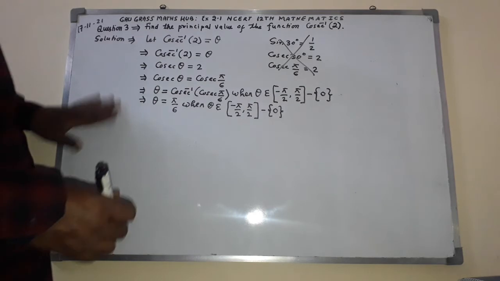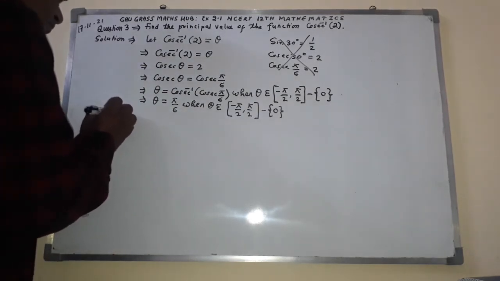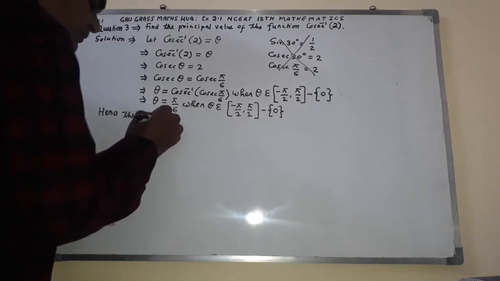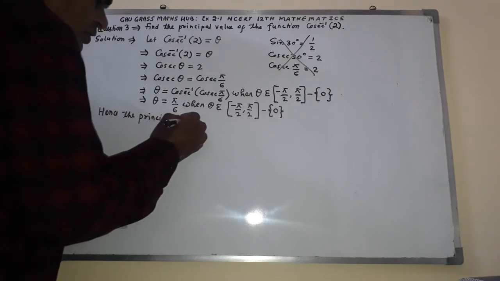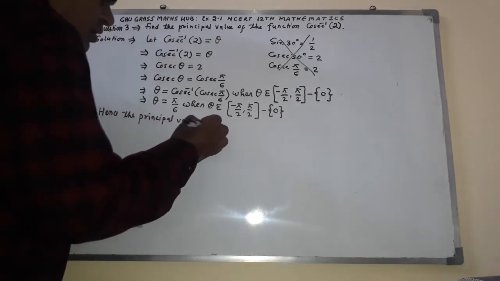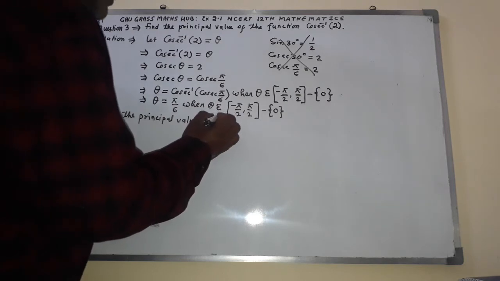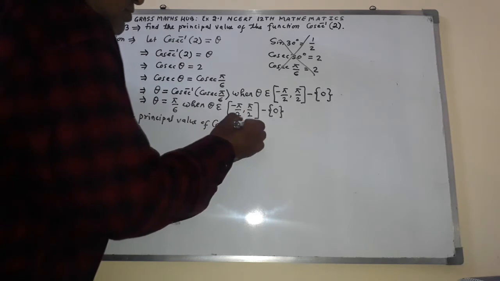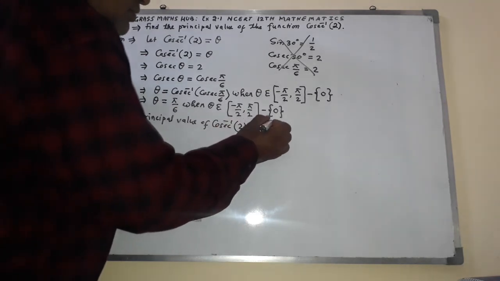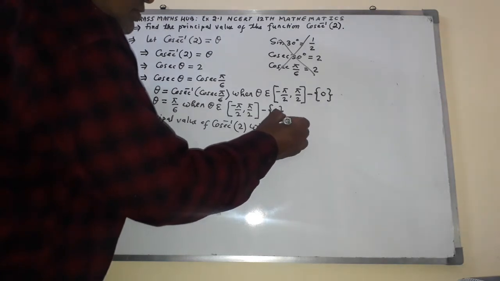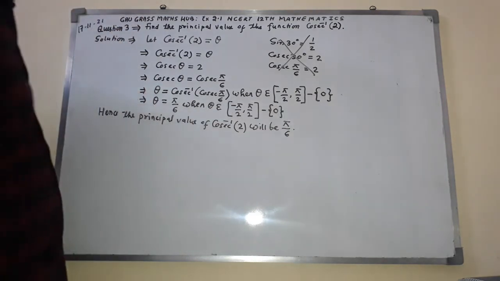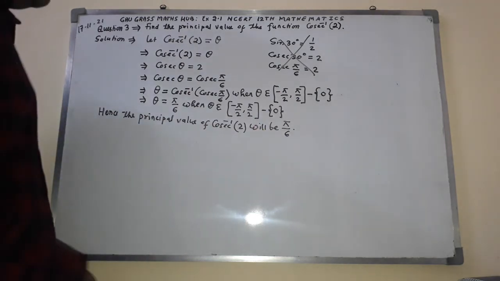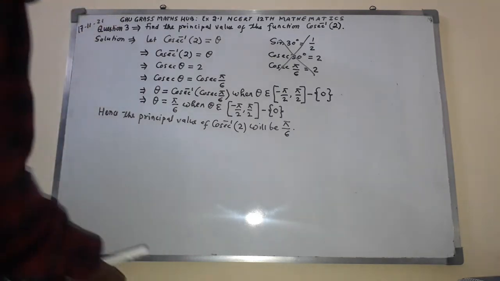Hence the principal value of cosec inverse 2 will be pi by 6. This will be the correct answer we have got. Now I shall take the next question.